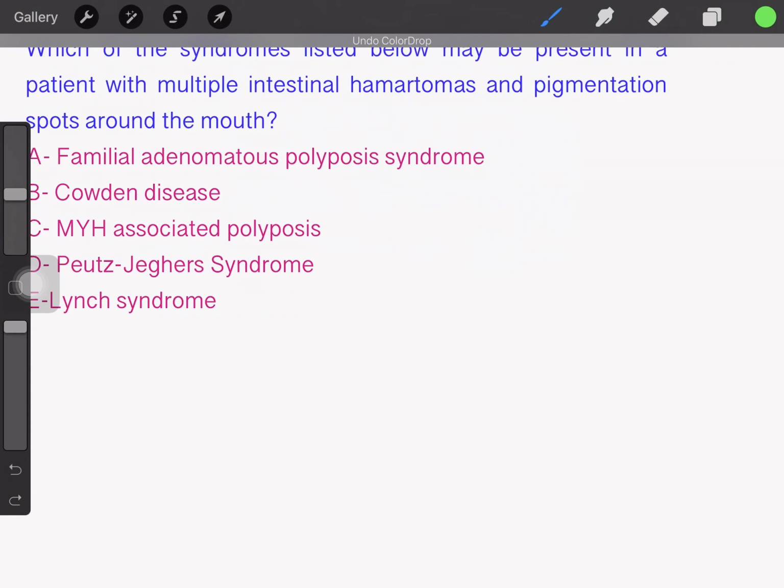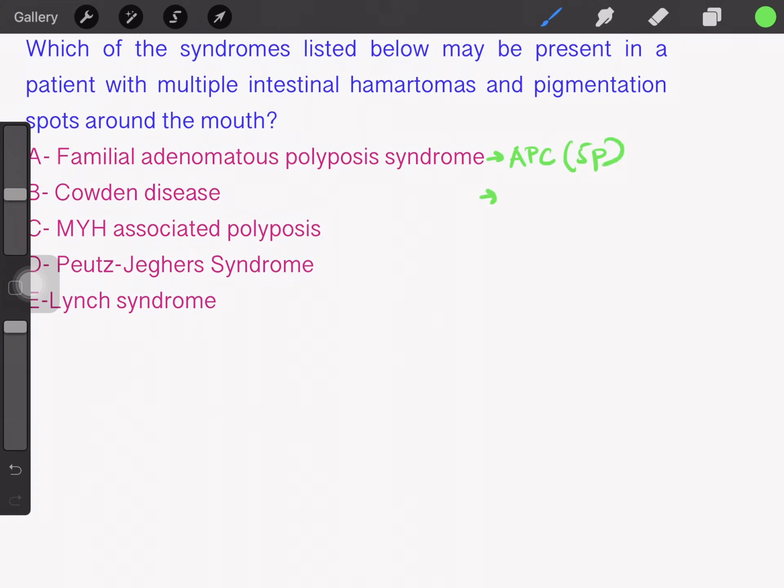So we go on with the first question, which is: which of the syndromes listed below may be present in a patient with multiple intestinal hematomas and pigmentation spots around the mouth. So this question talks about GI syndromes, and there are 5 options given. So we'll talk about each one of them sequence-wise. So first is FAP. We know that FAP is caused by APC mutation, which is on 5p. We also know that this has more than 100 colonic polyps.